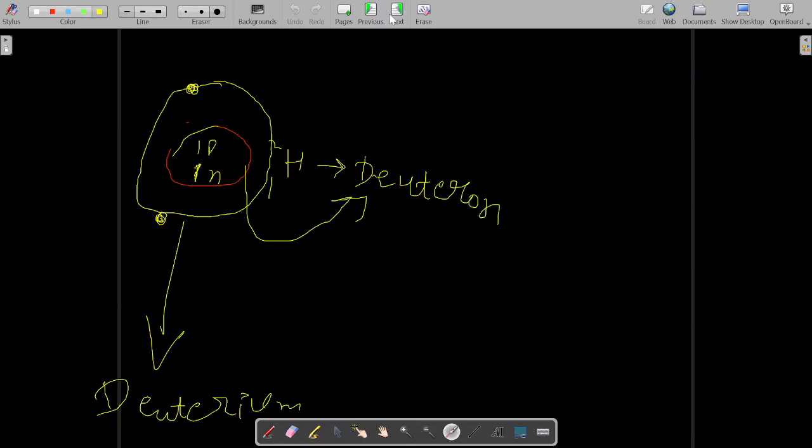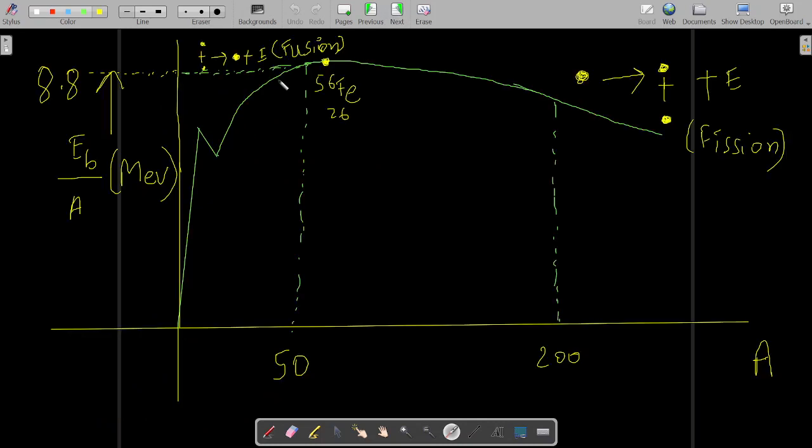So the graph looks something like this. Over here it is binding energy per nucleon on the y-axis, and on the x-axis there is atomic mass number.